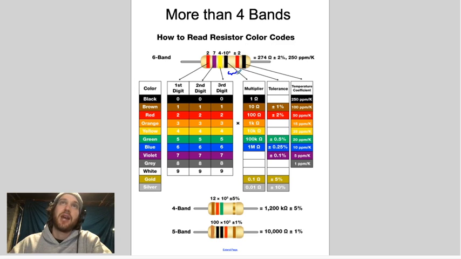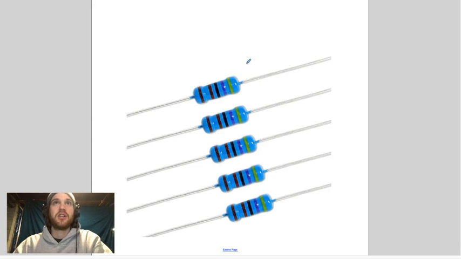This is a 6-band, but the idea is the same. You have several digits, and then you have a multiplier, and then you have your tolerance, and then the temperature coefficient. Okay, so it's like when it's supposed to operate, and so on and so forth. So we're going to be referencing this chart. I'm going to do some harder ones here. Let's take a look at this.